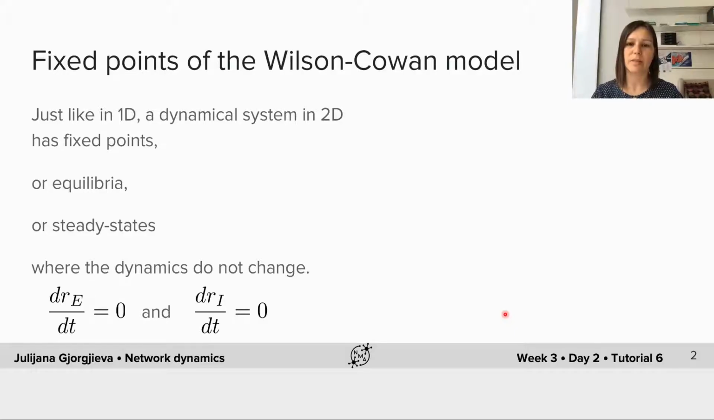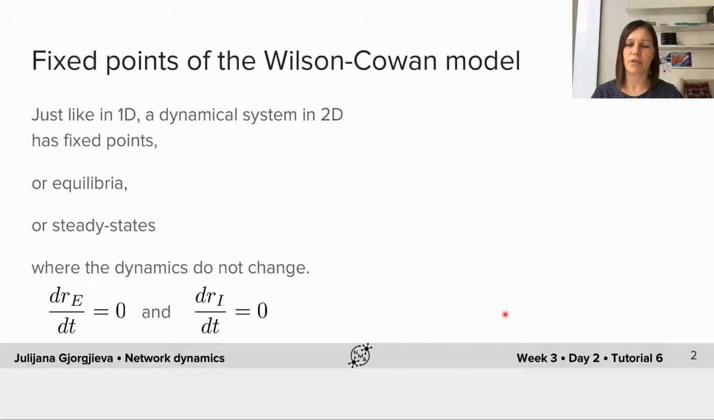Just as a reminder, what we're trying to find are the fixed points of a two-dimensional dynamical system, using a complementary approach to what we did for the one-dimensional dynamical system, where we modeled a single population of neurons in the first tutorial. Here we define the fixed points, or equivalently the equilibria or the steady states of the dynamical system, as the set of points where the dynamics of the population do not change.